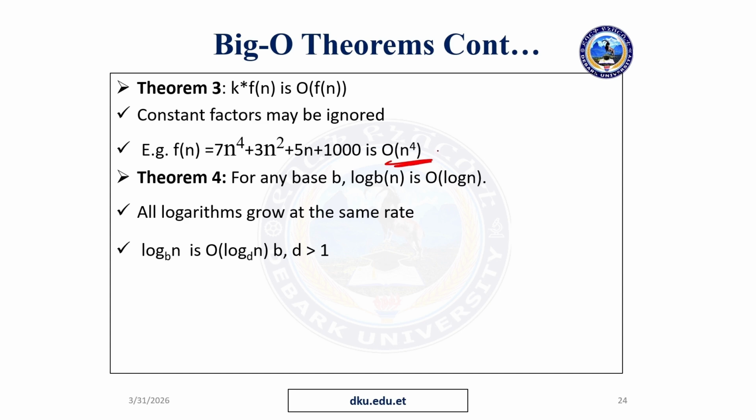When we see theorem 4, for any base b, log base b of n is big O of log n. So we simply ignore the base. All logarithms grow at the same rate. So we will not consider the base.